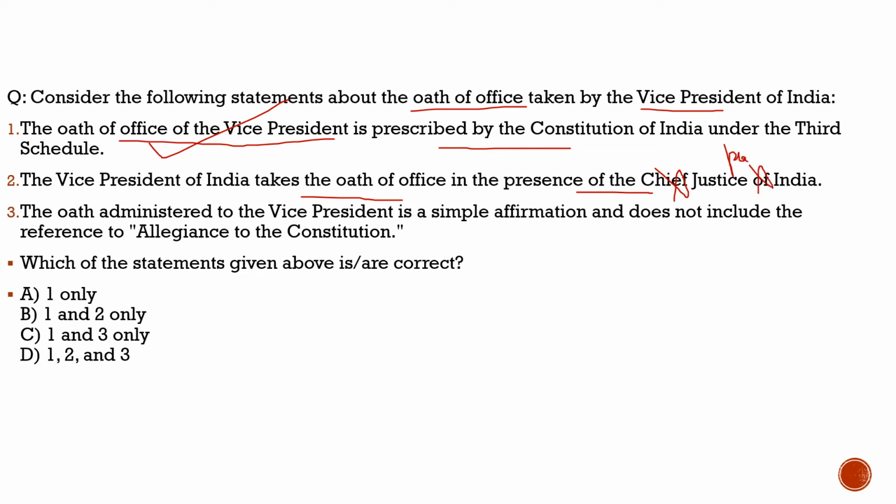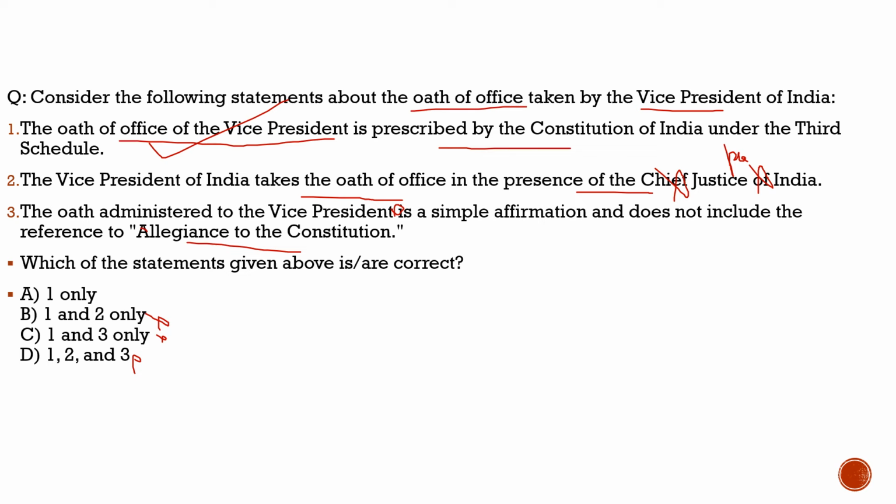Third statement, the oath administered to the Vice President is a simple affirmation and does not include the reference to allegiance to the Constitution. No, it includes the reference to the allegiance to the Constitution. So the third statement is also incorrect. So here we understood that statement 2 and statement 3 are incorrect. So we are left with option 1 only. That is, the correct option is option 1 only.